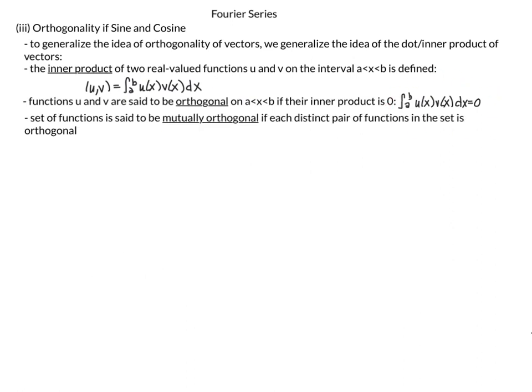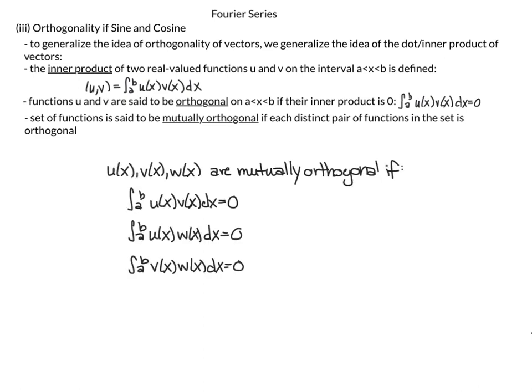A set of functions is said to be mutually orthogonal if each distinct pair of functions in the set is orthogonal. For example, if we have three functions, u of x, v of x, w of x, we would say they are mutually orthogonal if the integral of u(x) v(x) dx is equal to 0, the integral of u(x) w(x) dx is equal to 0, and the integral of v(x) w(x) dx is equal to 0. In other words, any two pairs will be orthogonal.